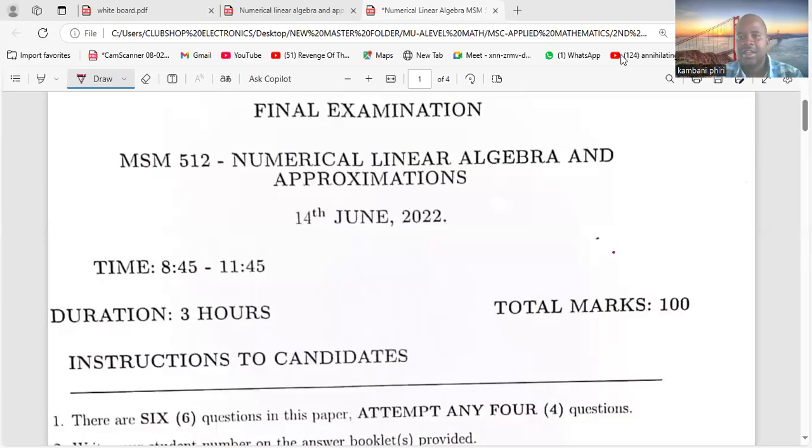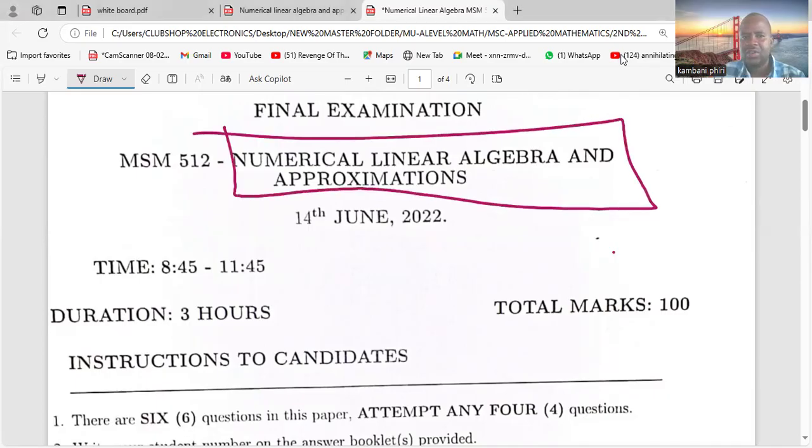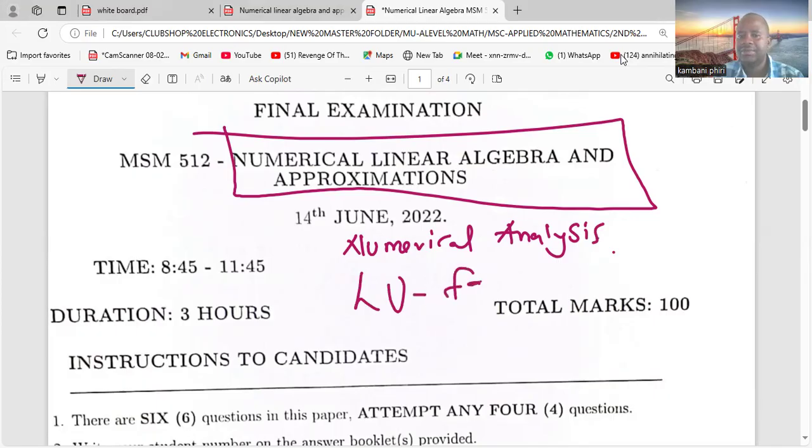Okay, welcome everyone to this presentation where we want to look at LU factorization or decomposition. Usually it comes under this course, numerical linear algebra and approximation. Sometimes it's just numerical analysis. If it is undergraduate, it is numerical analysis in most of the universities, all right? So we want to see how we can deal with the LU factorization or decomposition.